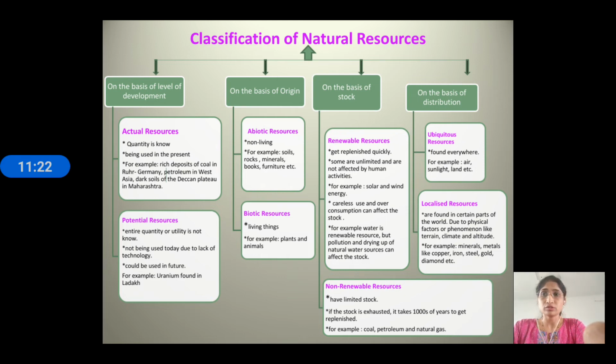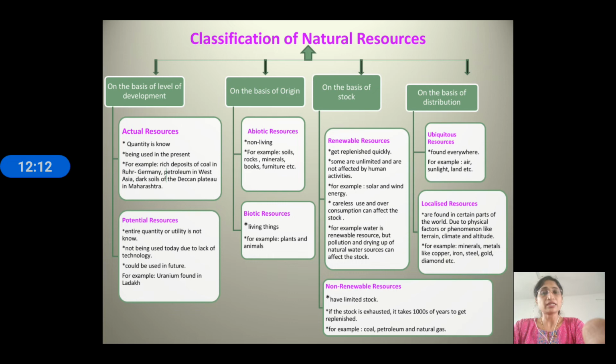Next is potential resources. Entire quantity is not known, but it is not being used today due to the lack of technology or advancement, but could be used in future. For example, uranium found in Ladakh. Students, nowadays we see high speed winds. They were potential resources 200 years ago, but now they are actual resources because they are used in wind farms to generate energy with the help of windmills. We find them in Netherlands, Nagarcoil in Tamil Nadu and on the Gujarat coast.